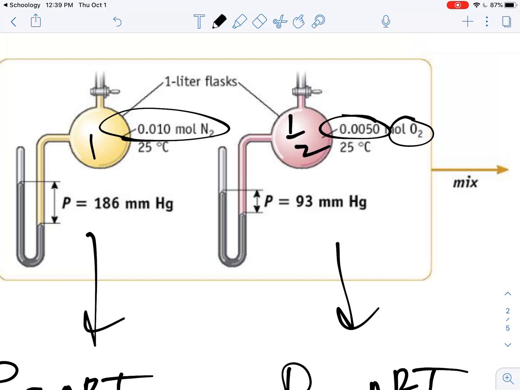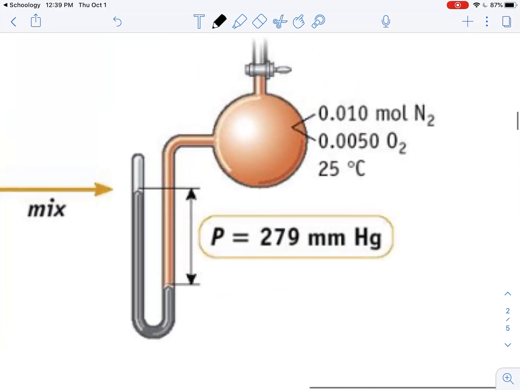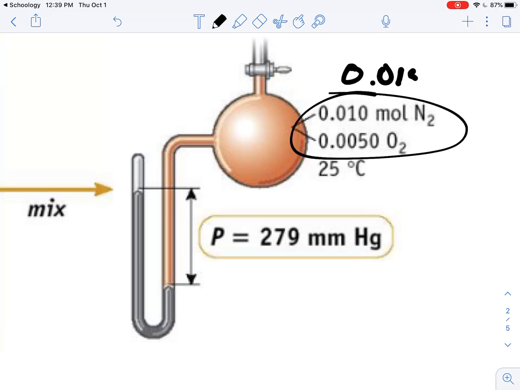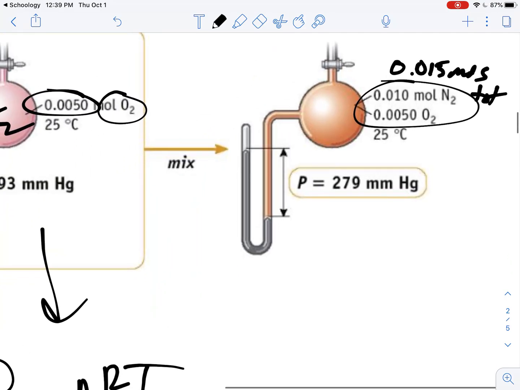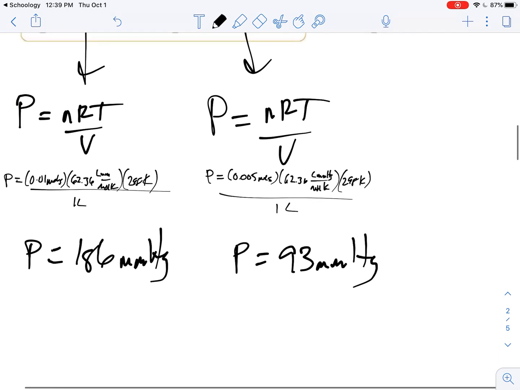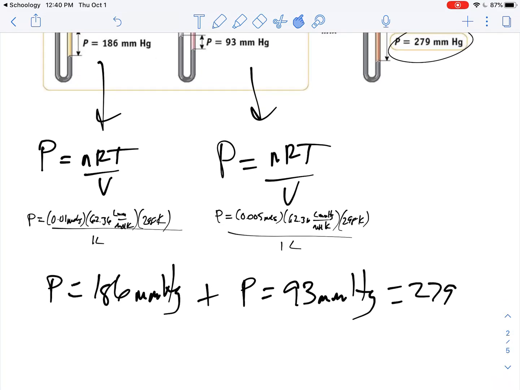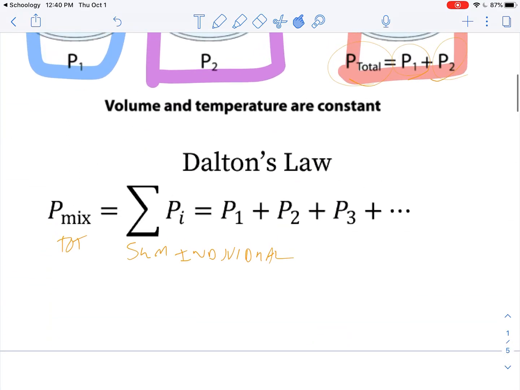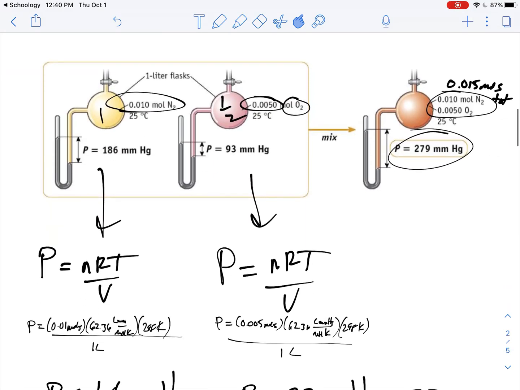And then if we were to take both pink and orange and shove them together into, again, a similarly sized container, the only difference now is that this number here is going to be 0.015 moles total. And so consequently, you're going to end up with a 279, which is, again, not a big shock, because it's really just these two numbers added together. And that's going to get you the 279. So again, Dalton's law is pretty darn easy. It's simply saying that the total is equal to the sum of the individual pieces that are there.